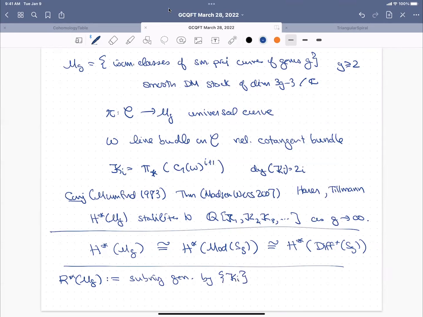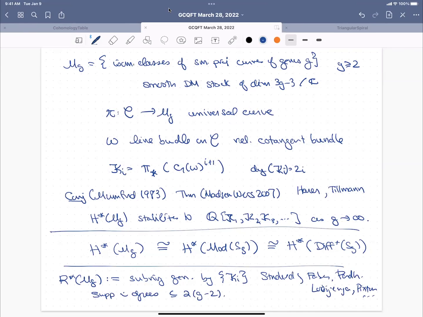So by the Madsen-Weiss theorem, we know that there are no relations up to degree 2g/3, but then there will be some relations. And so this has been studied by many people: Faber, Pandharipande, Looijenga, Pixton. Many people have studied this. It is supported in degrees less than or equal to 2 times g minus 2. It's one-dimensional in the top degree.